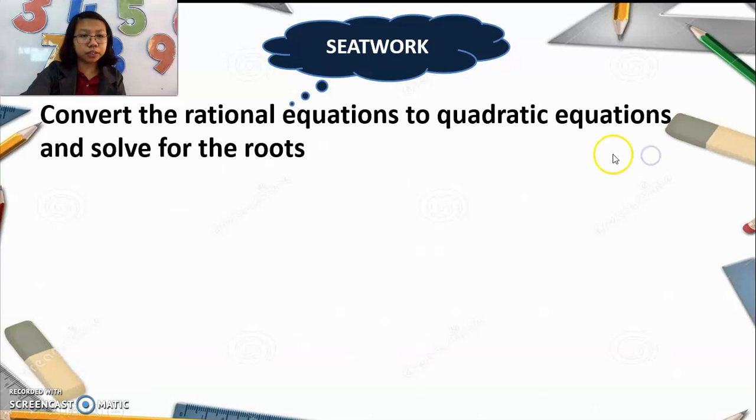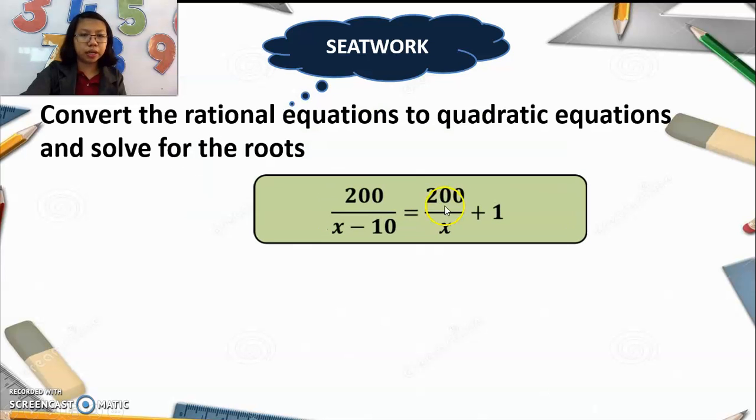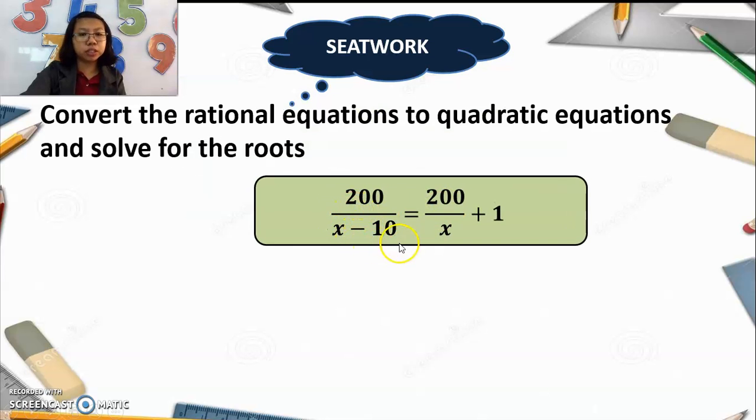For your seat work, kindly convert the rational equation to a quadratic equation and solve for the roots. I have here 200 over x minus 10 equals 200 over x plus 1.